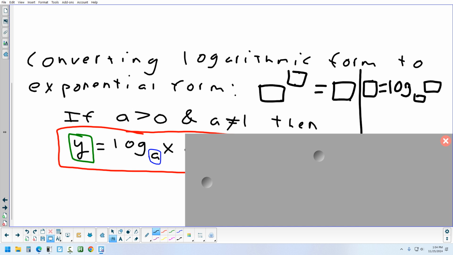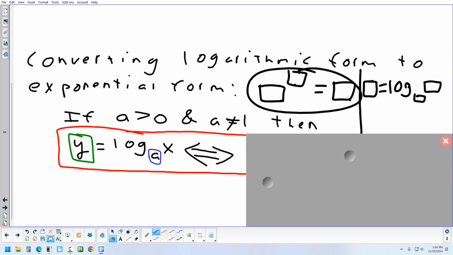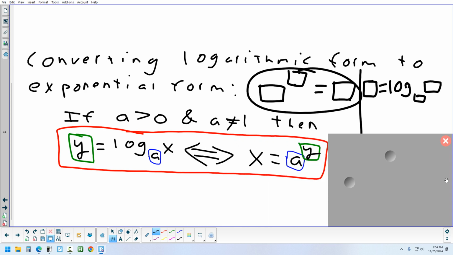So let's start with that. What I wrote on the left there, is that log form or exponential? Log. Yeah, because it has the word log. When we write it in exponential, it's going to look like this. We just have to figure out where the y, the a, and the x are going to move to. Well, you're still solving for y, so we're going to need the y still.